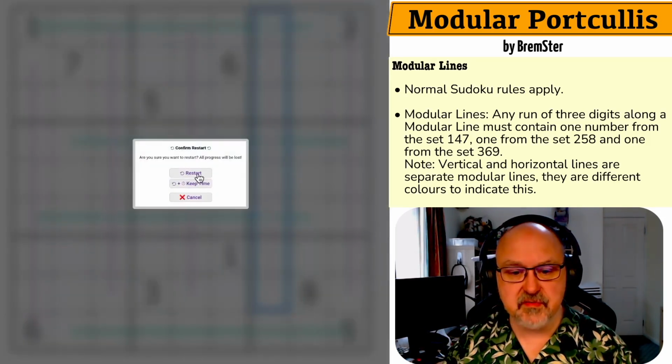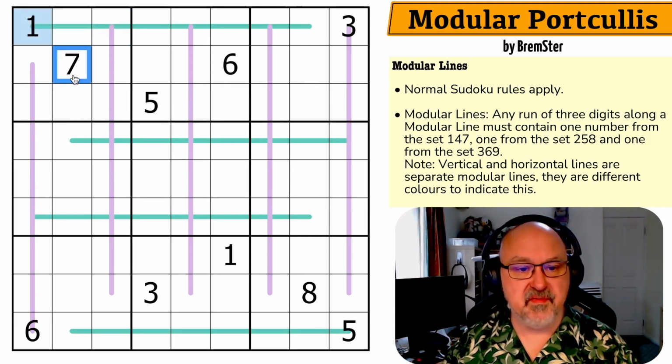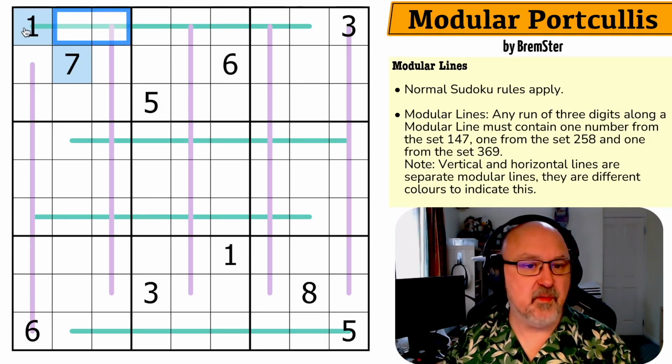I'm going to restart the puzzle to restart my timer. Let's give this a shot. So we know that this is going to be from the 147 group. We know that one of these is going to be from the 258 and one is from the 369. So we know that this run of 3 must have one from 147 in it, but it can't be in either of those, because neither of those has 147, because it's here.